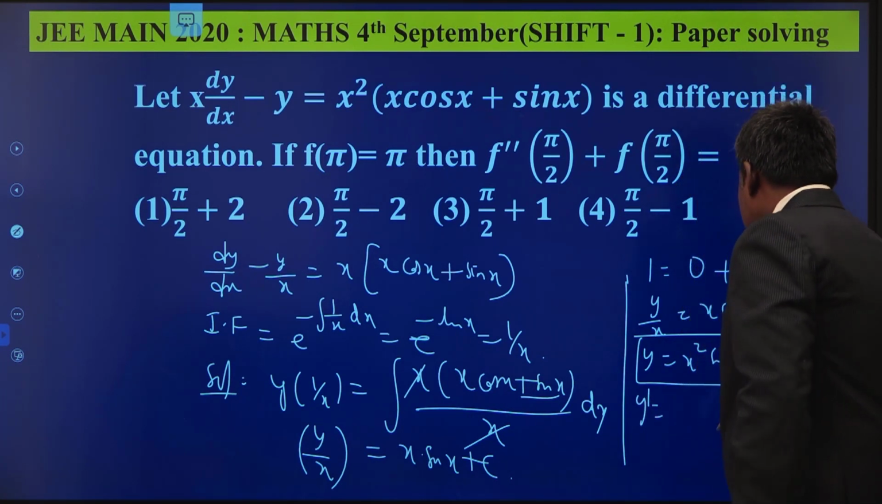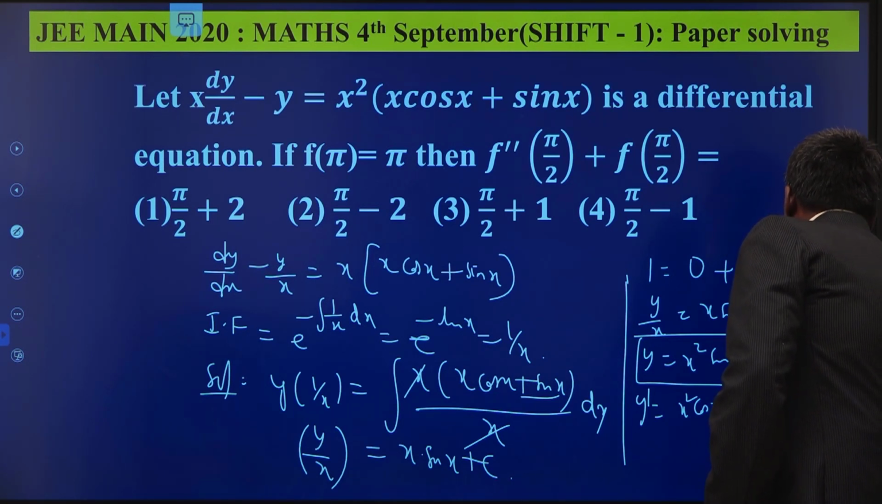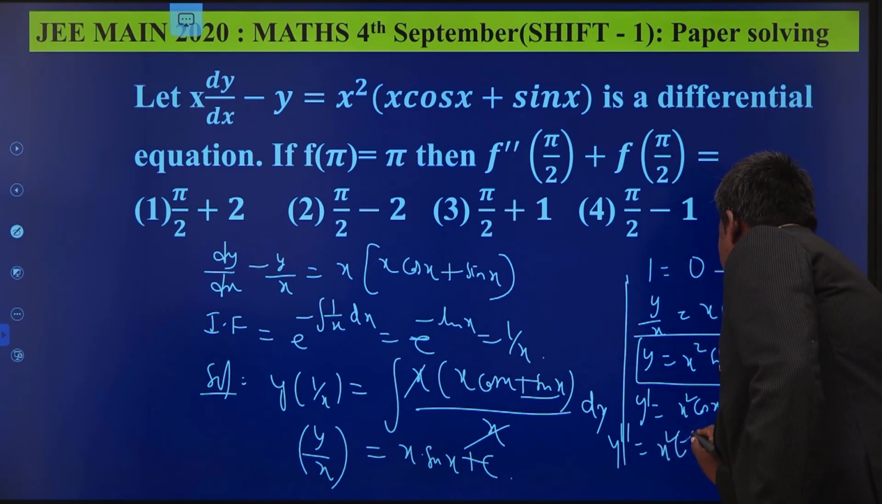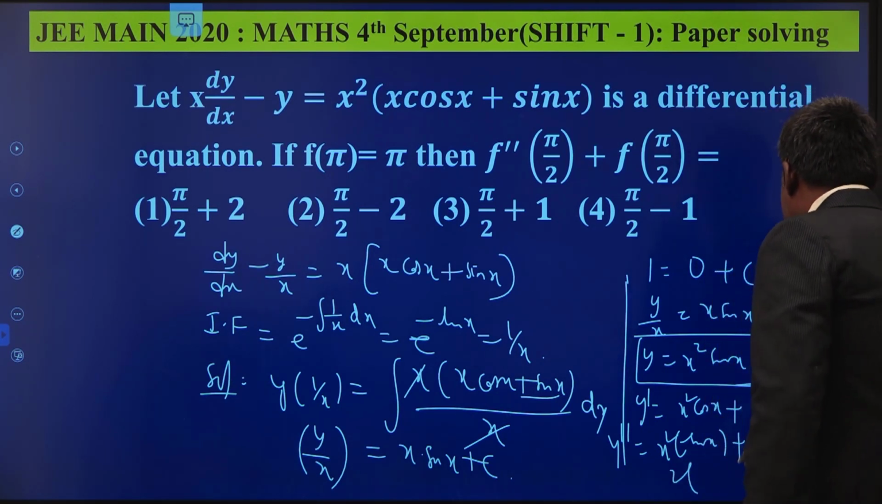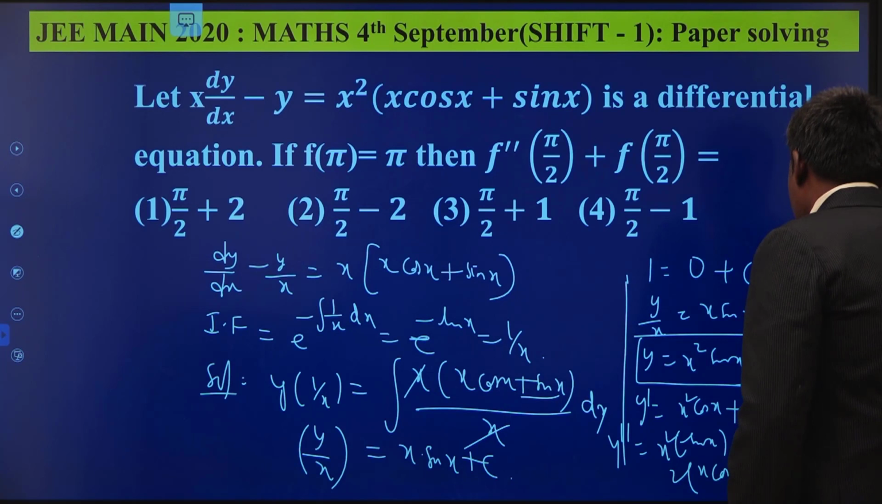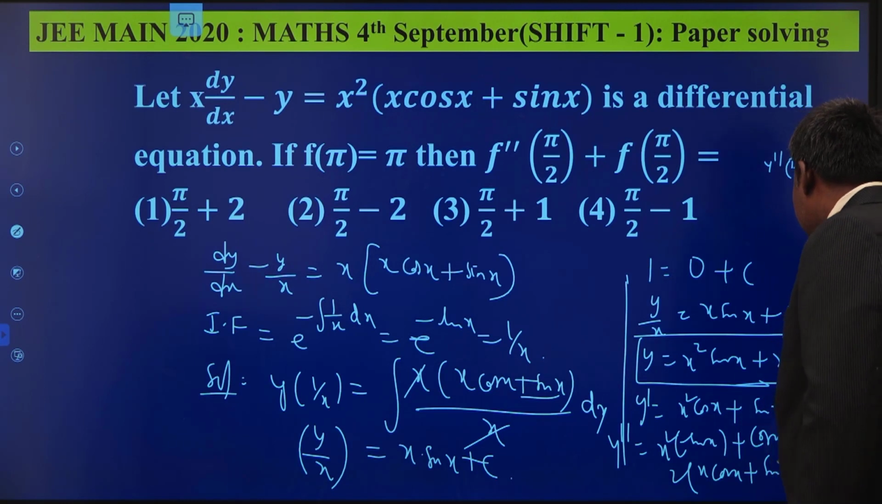What is y dash? X square into cos x plus sin x into 2x plus 1. Again find its double derivative. Y double dash is equal to x square into minus sin x plus cos x into 2x, plus 2 times of x sin x, x into cos x plus sin x. The derivative of 1 is 0. Y double dash pi by 2 is what now? Cos pi by 2 is 0. That is why these two terms will vanish.